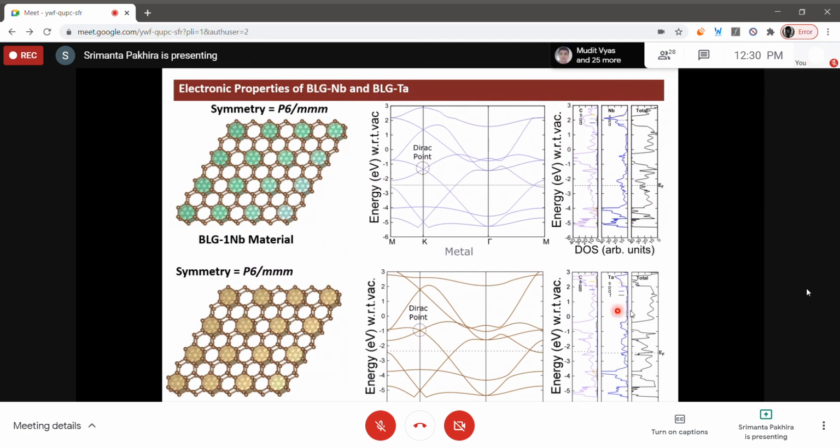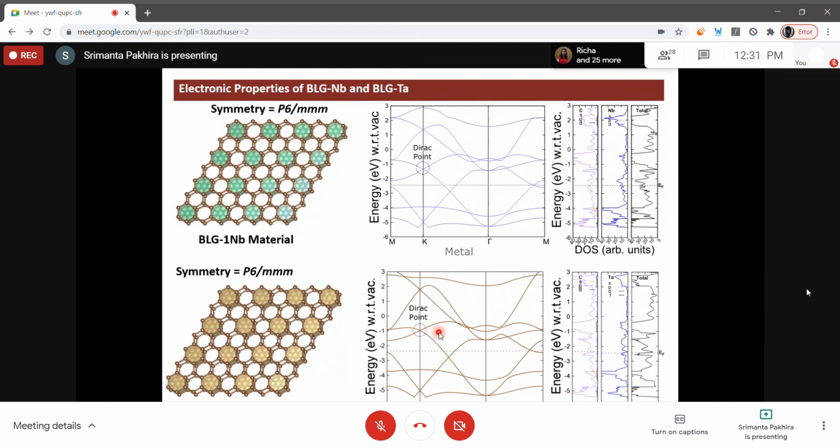Okay, and we also calculated the total density of states. In that case, the experiment can observe only PL spectra. We can compare the XPS data. So we observed that the Dirac point moves around almost 1.7, 1.8 electron volt. Basically, what we observe is that a Dirac cone does not exist in both these cases, BLG1 Nb and BLG1 Ta. But the band crossing point still exists, the Dirac point is still there, but the Dirac cone is missing.